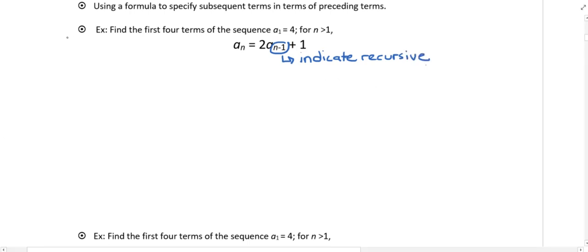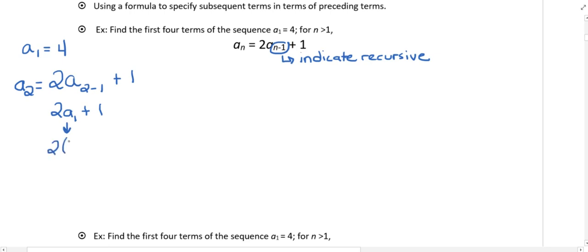Okay, so for example, you have a sub 1 is 4, and you want to find a sub 2. So we're going to plug 2 in for n into this formula. So you have 2a sub 2 minus 1, plus 1. Well, what this means then is that's a sub 1. So 2 minus 1 is 1, plus 1. So this is 2 times a sub 1, our first term, which happens to be 4, and then plus 1. So this is 2 times 4 plus 1.